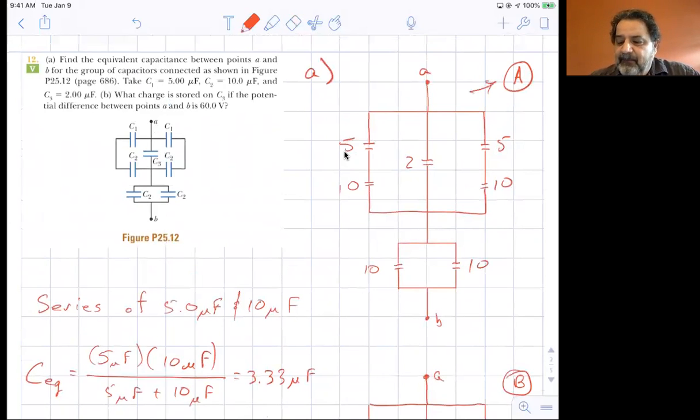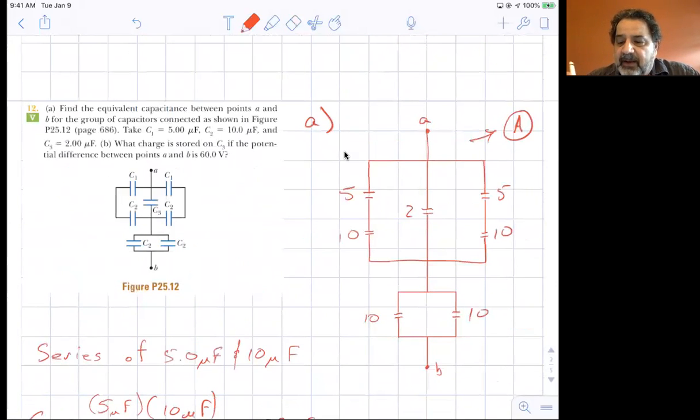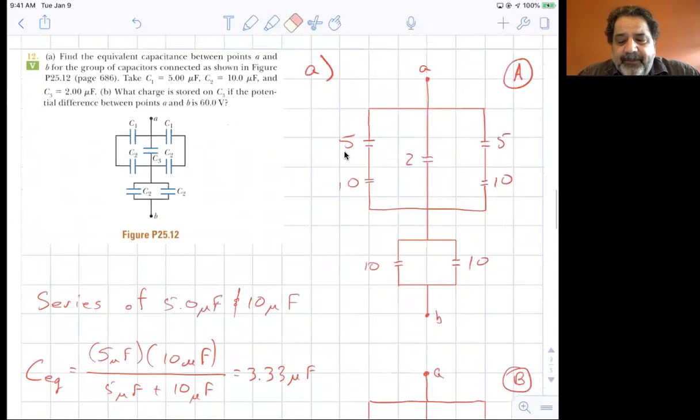And so I've got A, B, C, and D. These are the figures that I'm using. So the first figure is just redrawing the main figure 25-12, where it's a little more recognizable as to what's going on. And you're free to do this. You're free to redraw the circuits so that you can get a better understanding of what's going on. Sometimes, once you get good at it, you won't need to do that.